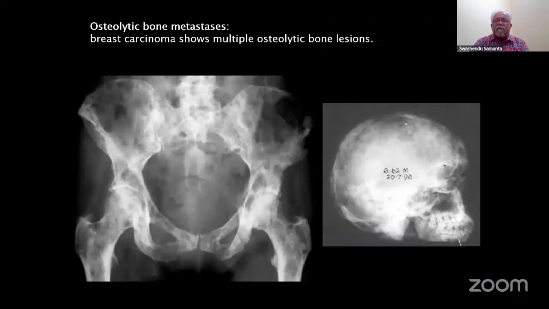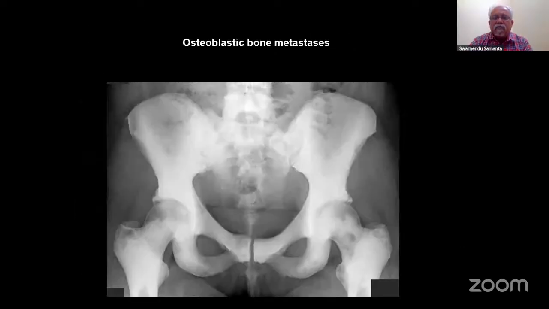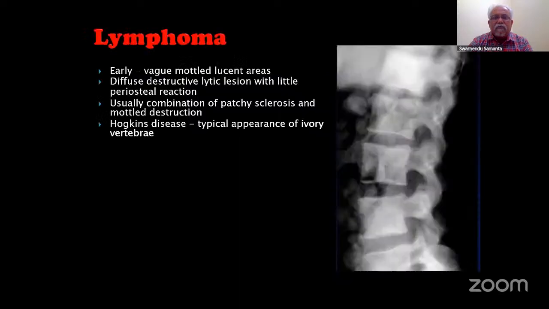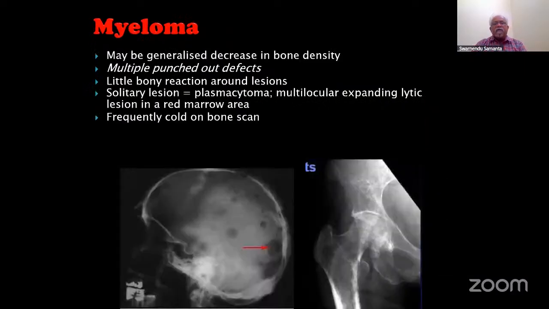These are the classic pictures: you see the mottled, moth-eaten appearance throughout the skull and pelvis, and it looks osteoblastic. With osteoblastic lesions in a male, you know it is coming from the prostate. A mixed pattern of destruction can be found even in this group. Lymphoma can happen sometimes. You can see the white vertebra and a very mottled, loosened appearance, and Hodgkin disease also creates this. Myeloma has the moth-eaten appearance.